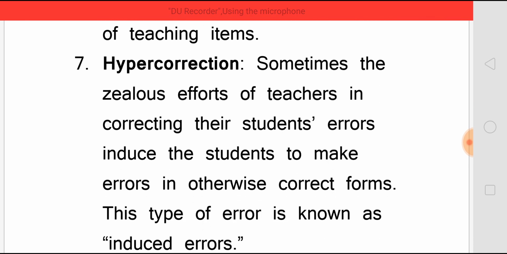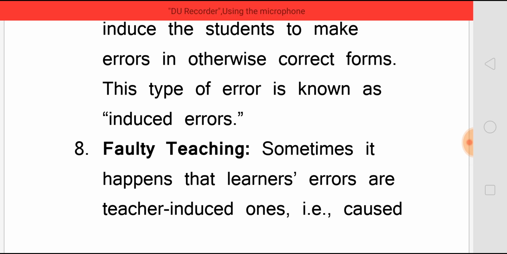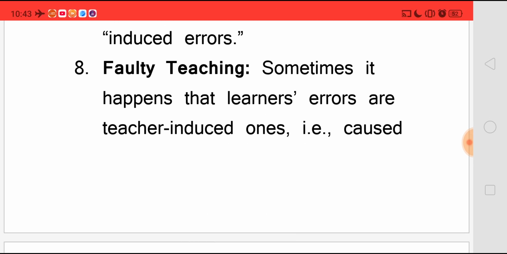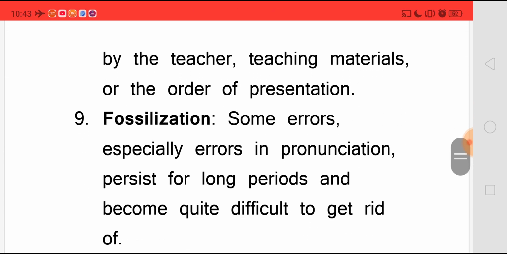And then we have hypercorrection. Sometimes the zealous efforts of teachers in correcting their students' errors induce the students to make errors in otherwise correct forms. This type of error is also known as induced errors. And then we have faulty teaching. Sometimes it happens that learners' errors are teacher-induced ones, that is, which are caused by the teacher, teaching materials, or the order of presentation.